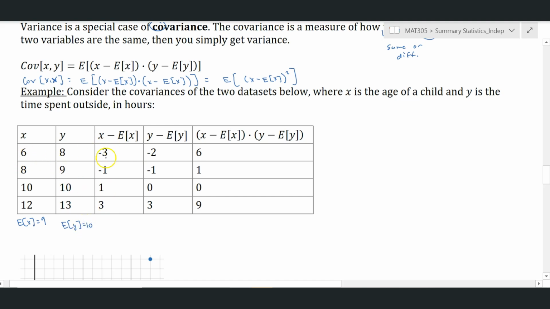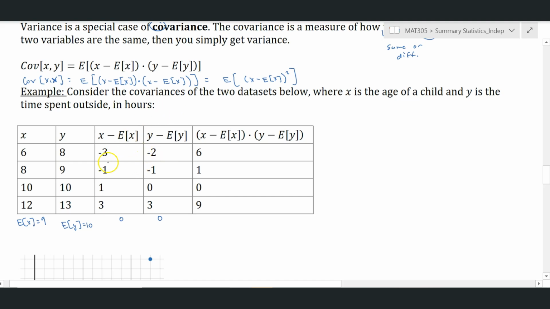So again, we get the same x minus expected value of x, it's the same data, and y minus the expected value of y. 8 hours outside is 2 below the mean of 10 hours outside, 9 is 1 below, and so on. Again, notice that these sum to 0. And so now you're going to multiply them together.